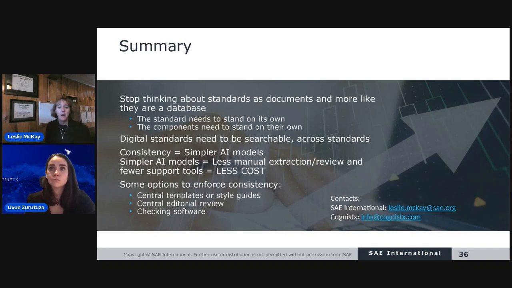and how it should be, so that it's easier to interpret. So that is another way that you can try to enforce consistency and improve the digital readiness of your standards. A central editorial review is another way that you can try to enforce these styles and this framework. I mean, realistically, this is really like you're creating a style guide for standards that you want to have digitized. So having that central editorial review, having those templates and style guides will help enforce that.